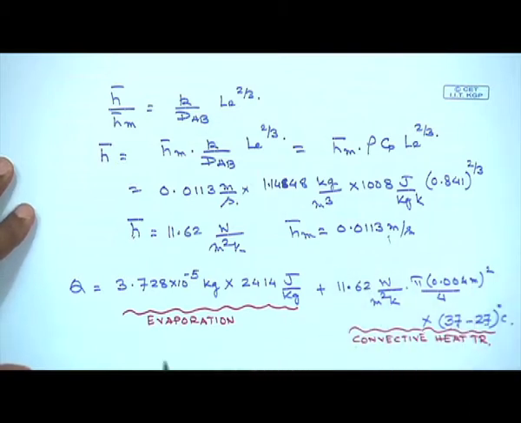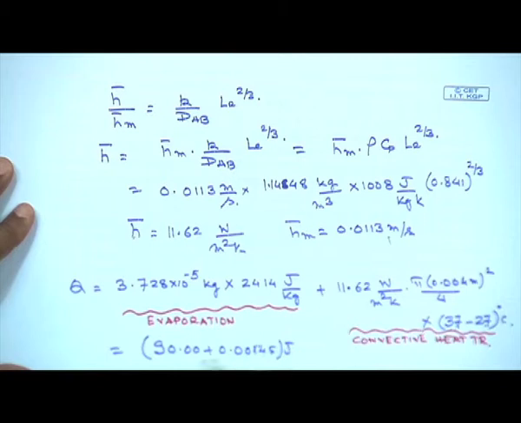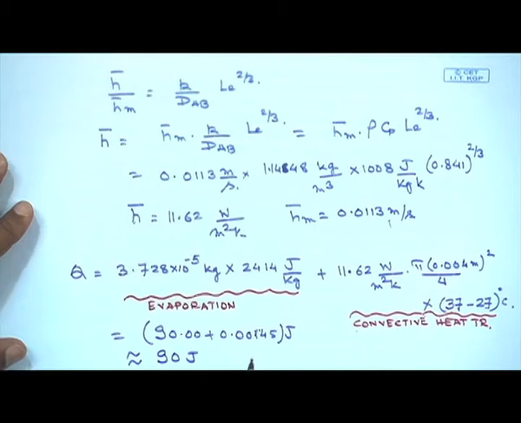When you sum these two together, you would see, as you have seen before, this is going to be 90.00 joules and this is going to be 0.00145 joules. So this is roughly the same as 90 joule. Another observation from the results which you can make is that the evaporative heat loss is very big in comparison to the heat loss due to convection.